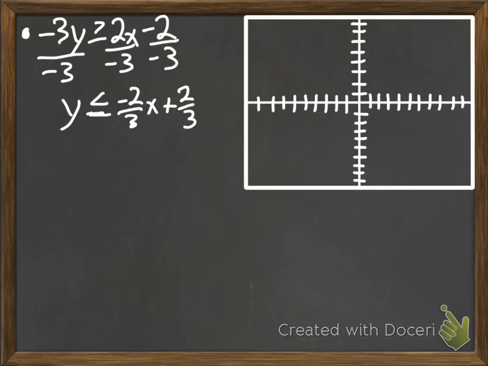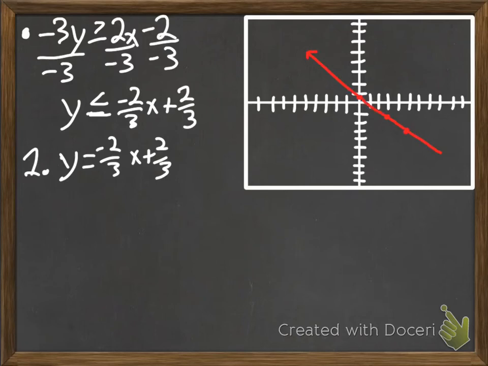Alright, now we're going to do step 1. We're going to pretend like it's an equal sign. So we're going to pretend it's y equals negative 2 over 3x plus 2 thirds. So we're going to go to plus 2 over 3, which is somewhere in here. And then we're going to go down 2, right 3. So 1, 2, 1, 2, 3. And then we look, and it's an equal to, so that means we have a solid line. So let's make sure the line goes all the way across.